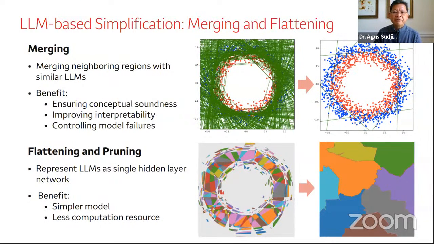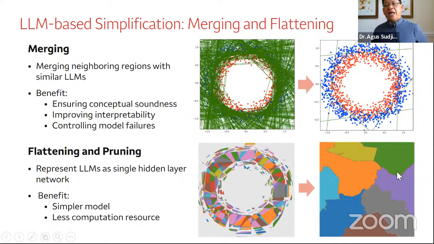In the example of simplification, the original deep learning partitioned the data in a very complex way. That's the chart at the bottom left, right? And when you merge it, it merged into only 8 regions.